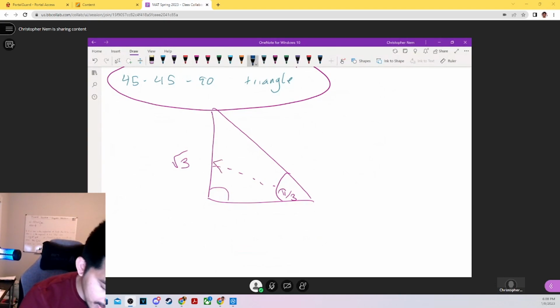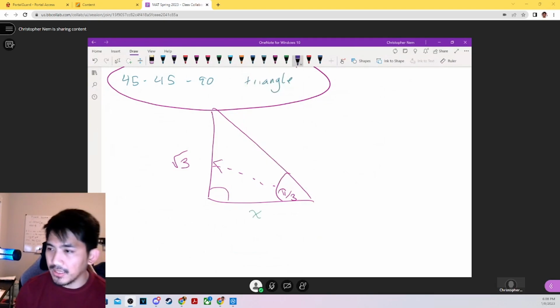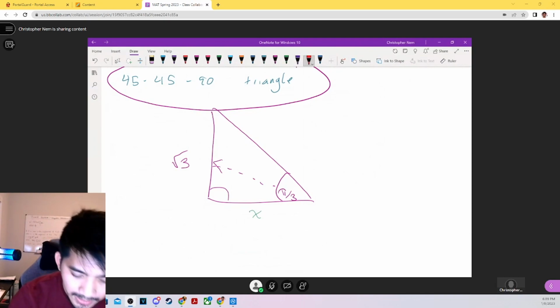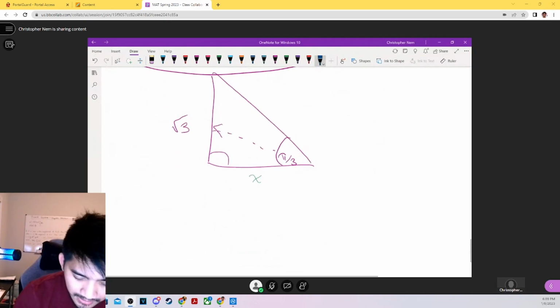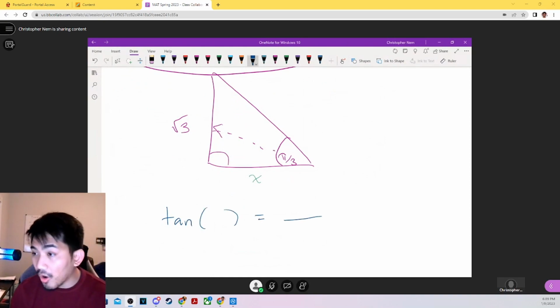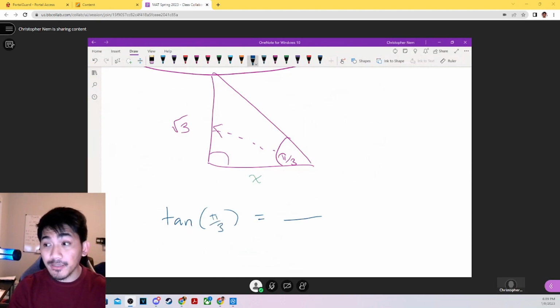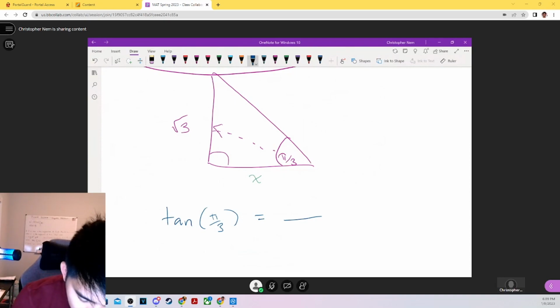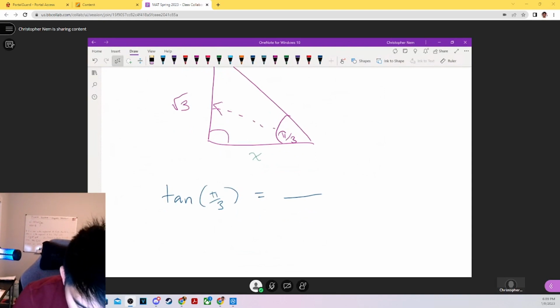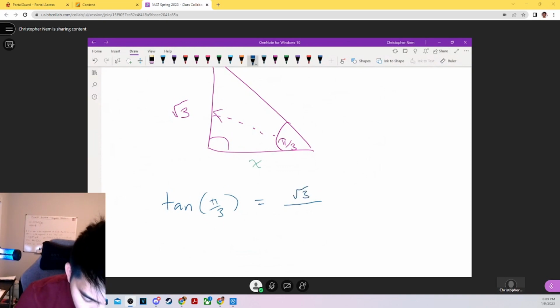So let's say I want to calculate this side. What uses opposite and adjacent? The only function we have is going to be tangent. So we're going to do tangent of some input equals my output. Your outputs are always the side proportions. So your input is pi over 3. You have to put your calculator in radians mode if you do this. The output is opposite over adjacent, which is square root 3 over x.